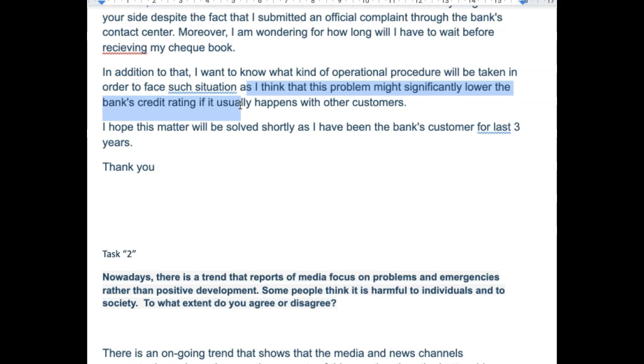I hope this matter will be resolved shortly. Beautiful, as I have been the bank's customer for the last 3 years. Thank you. Don't forget to put your name. Also, we could have extended this with a few set phrases. Like, we've already got one here, which is beautiful: I hope this matter will be resolved. The more appropriate is: will be resolved shortly, as I've been the bank's customer for the last 3 years.